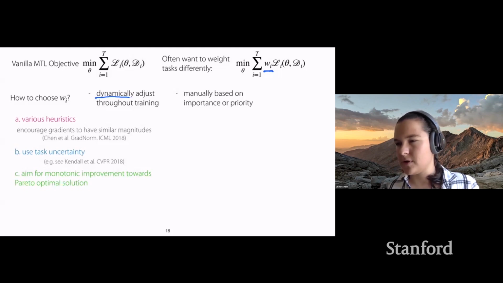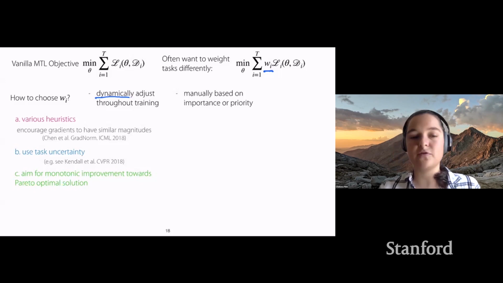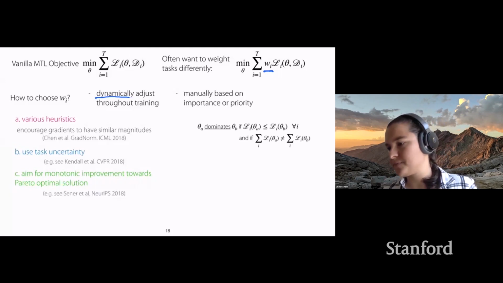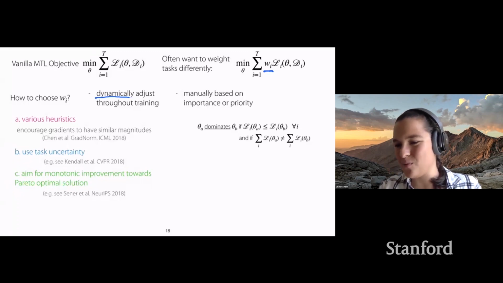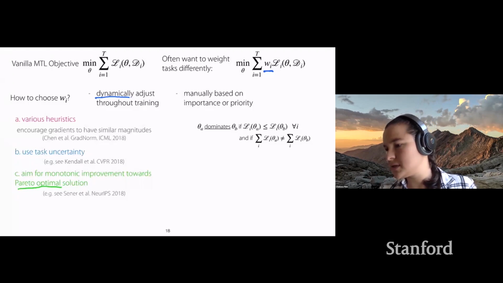Another approach for finding these weights was to instead take the perspective of multi-objective optimization and aim for monotonic improvement towards a Pareto optimal solution. First I'll define what I mean by Pareto optimal. A set of parameters will dominate another set of parameters if its loss is lower or equal to the loss of the other set of parameters for all of the tasks, and its overall objective is not equal.